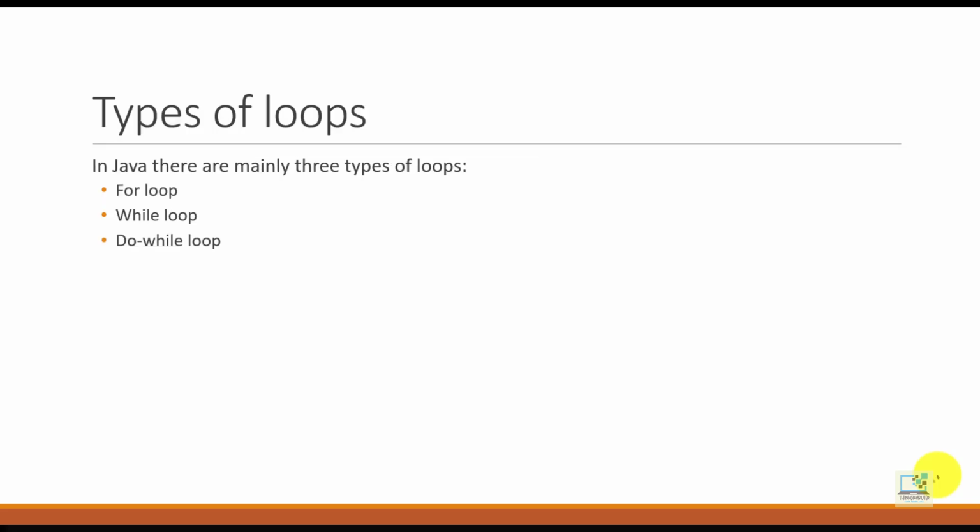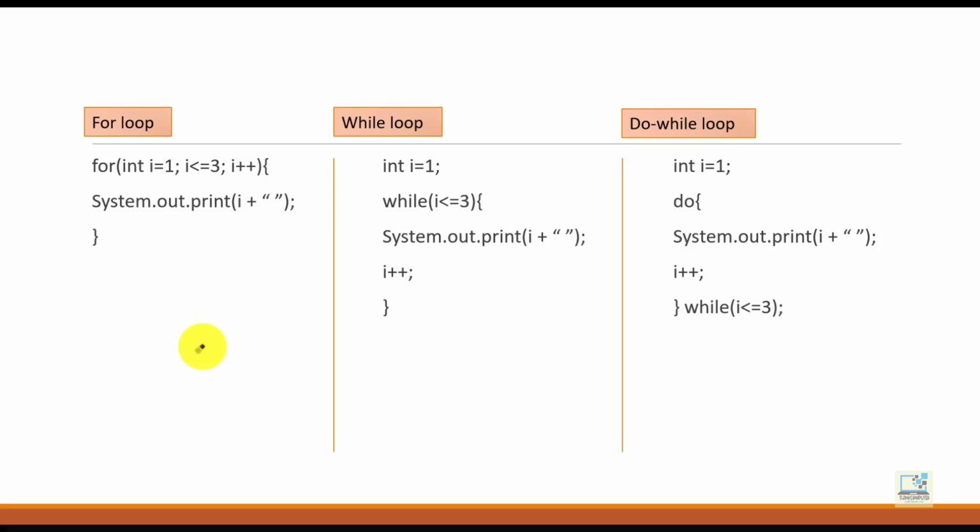So there are 3 types of loops in Java. Mainly we have for loop, while loop and do while loop. Out of which for loop and while loop, these two are known as entry controlled loop, whereas do while loop is known as exit controlled loop. So I give you example. This is example of for loop in Java. This is example of while loop. This is example of do while loop. All of these examples are doing the same thing, printing 1, 2, 3 on the screen.